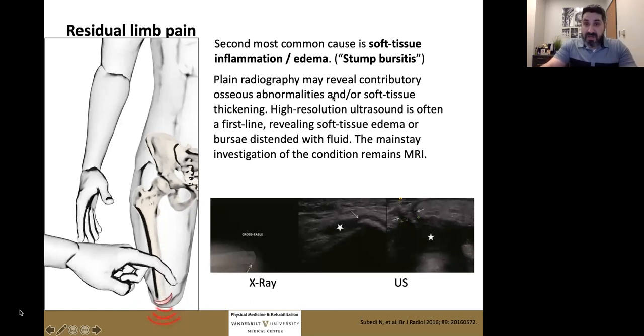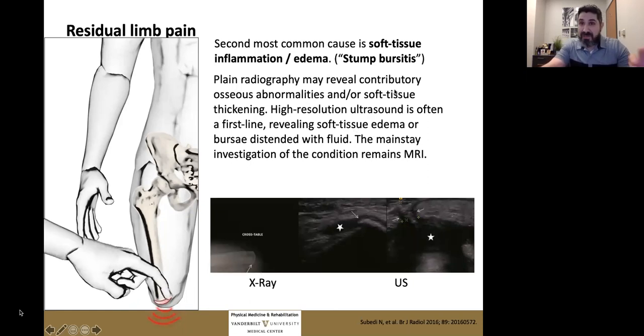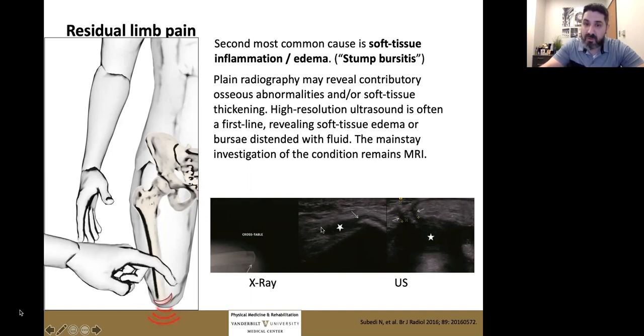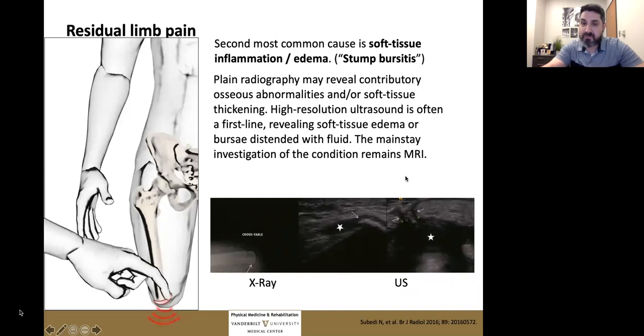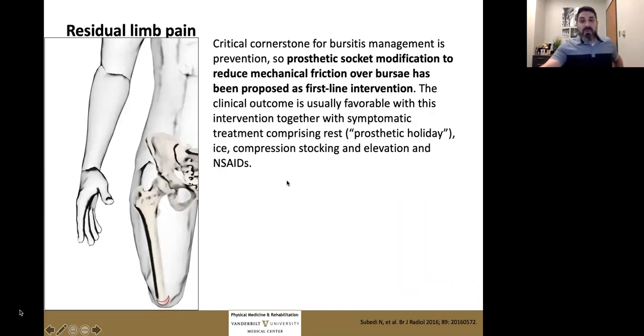So x-rays, very good place to start. It may reveal contributory osseous abnormalities. So here's a little spicule there, right? The ultrasound is saying, yeah, you've got that little spicule. And by the way, you formed a little fluid-filled sac as seen by ultrasound. The mainstay again for bursitis, the imaging study of choice would be to get the MRI, okay? So the critical cornerstone, how do you deal with this? Prosthetic socket modification, reduce the mechanical friction over the bursa, right?